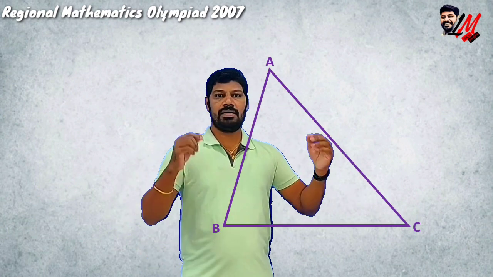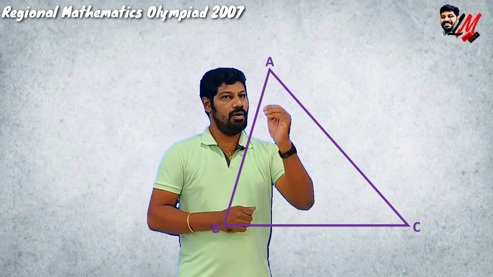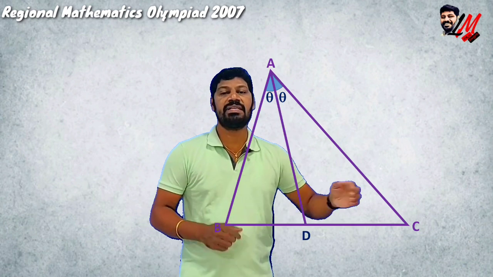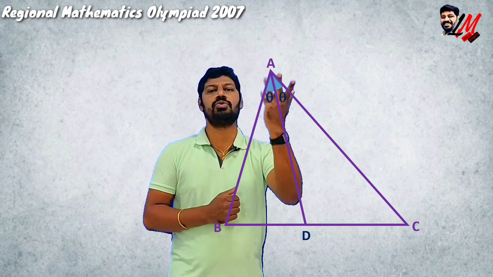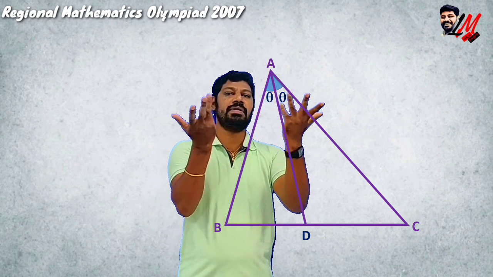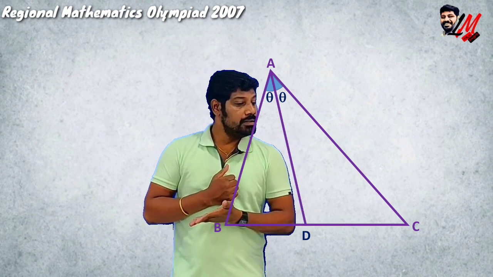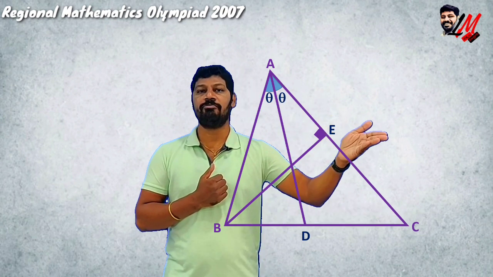So now without wasting time, let me explain the question from the Regional Mathematics Olympiad 2007. What was given? ABC is any acute angled triangle. From vertex A, an angle bisector is drawn which cuts BC at some point called D. So AD is the angle bisector, so these 2 angles are equal. Let us take each as theta. Now from B, they dropped a perpendicular to AC. They call E the foot of the perpendicular.